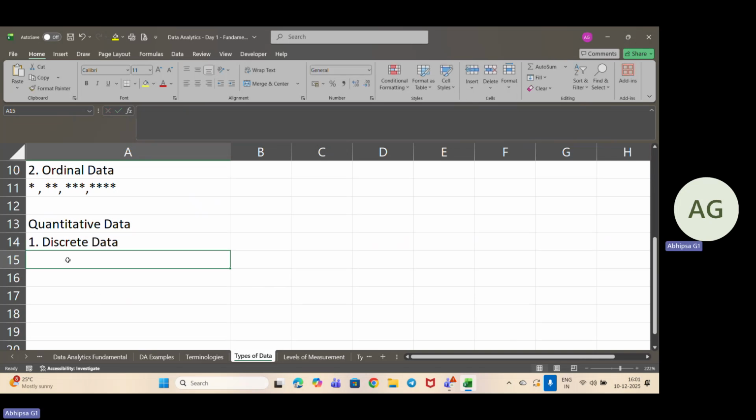Next is the continuous data. Continuous data is the numbers that we can measure, so it can be a decimal value also. It is not countable, but it is measurable. Take the height, for example. My height is, suppose, 157.5 centimeters. I can measure my height, but I can't count my height, right?